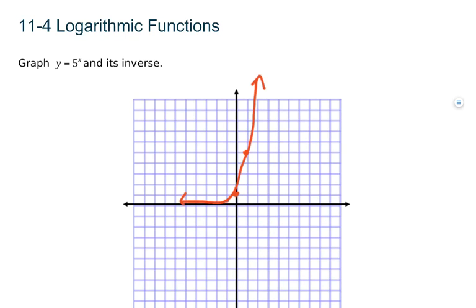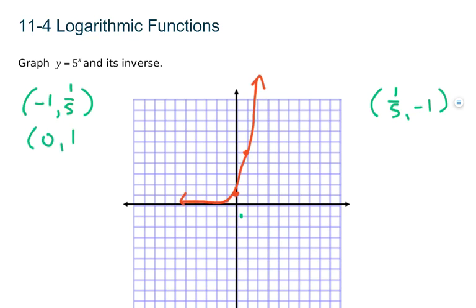The graph of the inverse, remember an inverse is what you get when you take the ordered pairs and you flip them. So we know that one of the ordered pairs on the graph is negative 1, 1/5. So on the inverse, it'll be 1/5, negative 1, which will be like here.